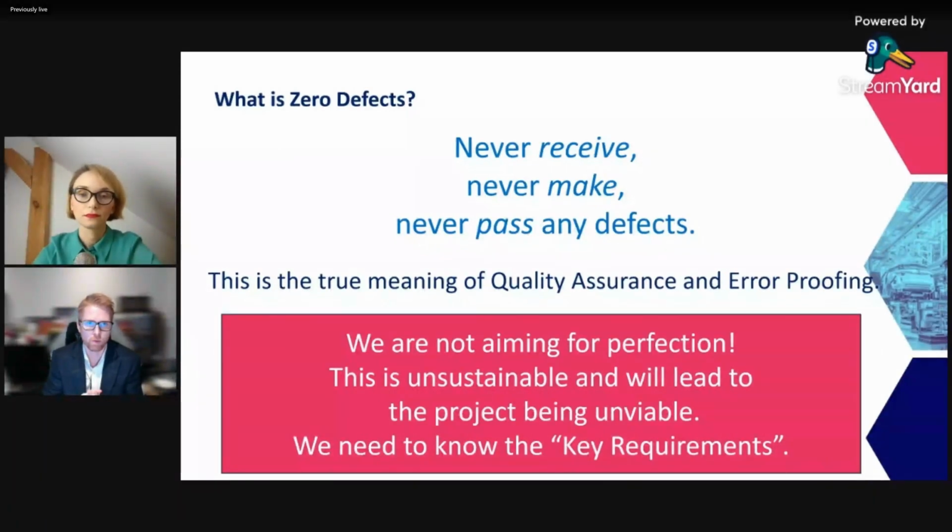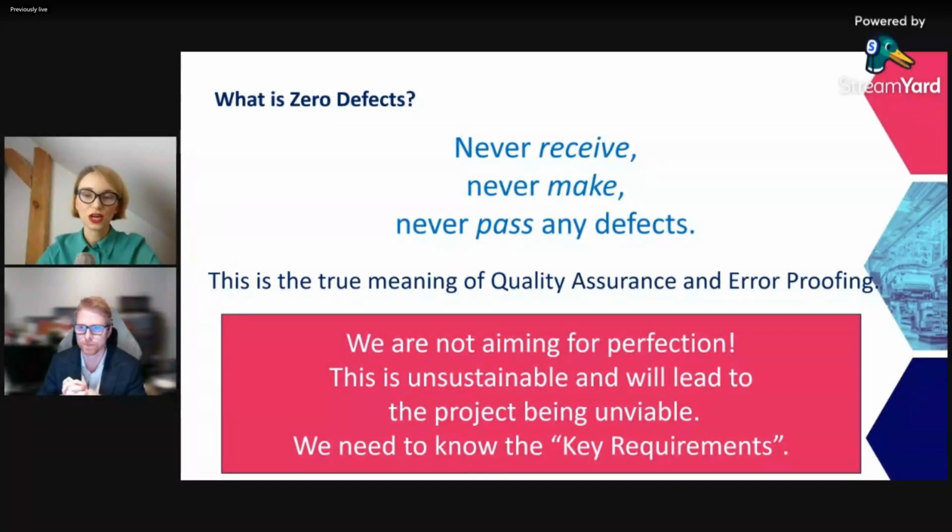But ultimately, what we're aiming for is not perfection. We're not aiming for a perfect product. It doesn't exist. There's no such thing as nominal. It's unachievable, unsustainable, and it will lead to the project being unviable. So if you strive for perfection, you never get anywhere. So we need to know the key requirements, which is the purpose of this webinar today. We're trying to help you understand what key requirements are. How do we get this sort of mindset to work?